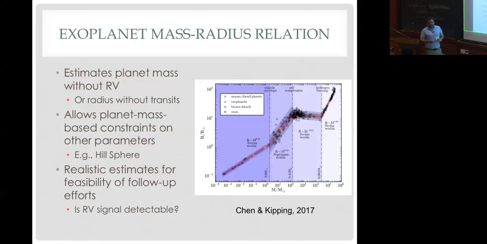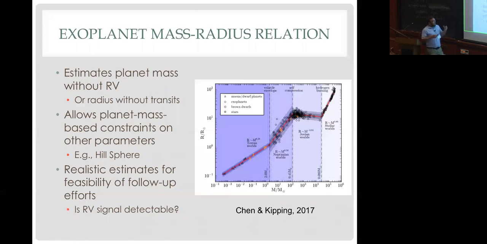Another nice feature is that it incorporates the Chen and Kipping mass-radius relation, but only if you want it to. So if you're only fitting transits or only fitting radial velocity, you can use the Chen and Kipping relation to derive the masses or the radius of the planet so that you can predict properties.